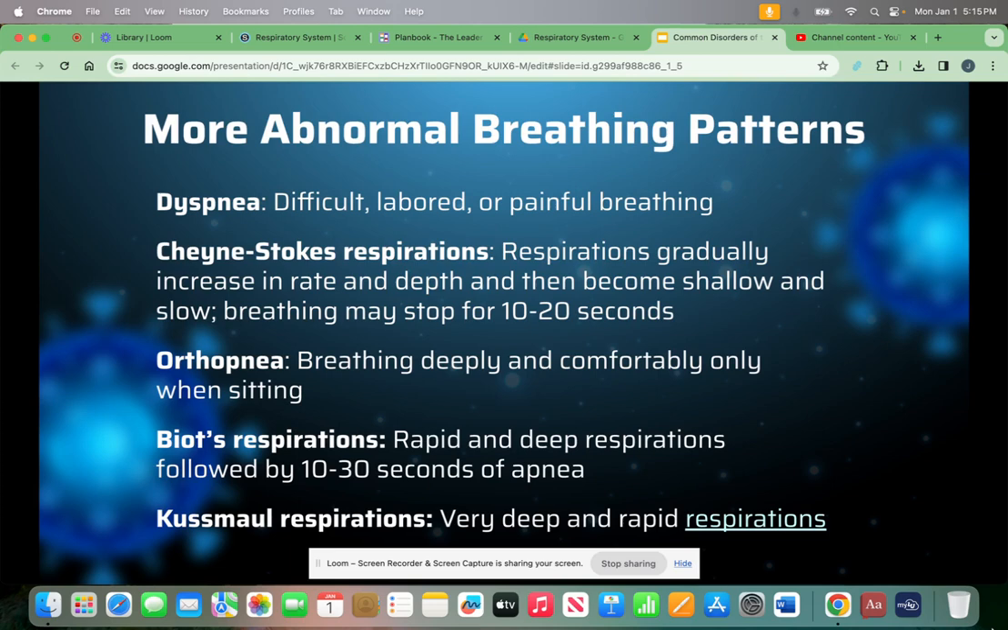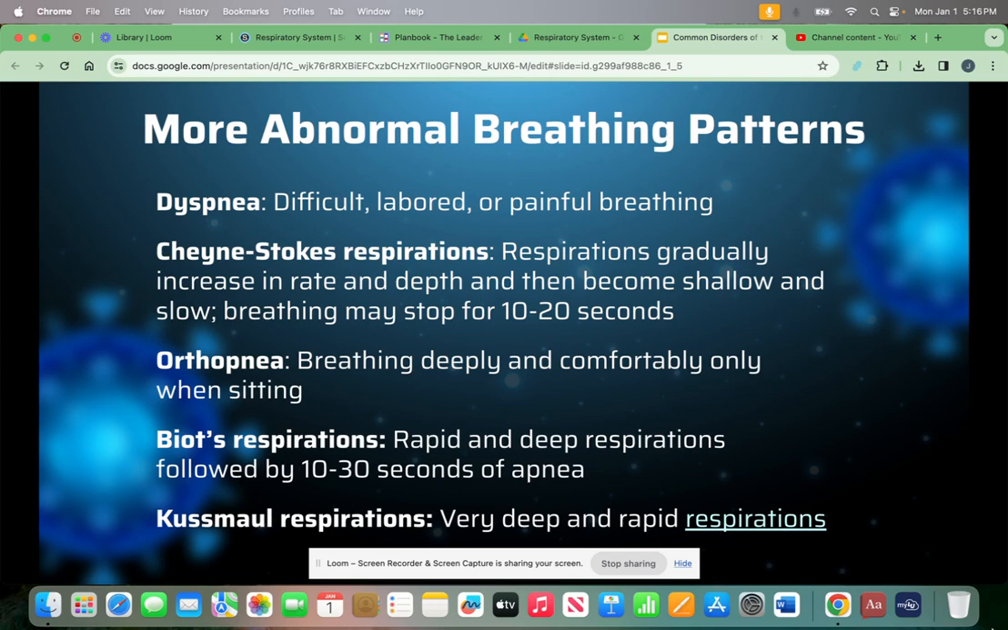Here are some additional abnormal breathing patterns. Dyspnea is difficult, labored, or painful breathing. Cheyne-Stokes respirations are respirations that gradually increase in rate and depth and then become shallow and slow. Breathing may stop for 10 to 20 seconds. Some causes of Cheyne-Stokes respirations are drug overdose, heart failure, and renal failure.